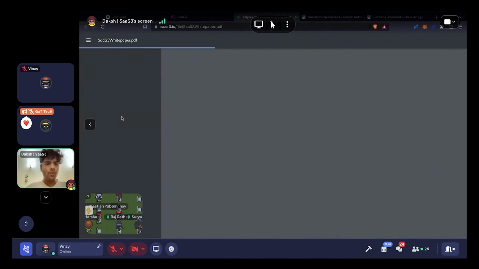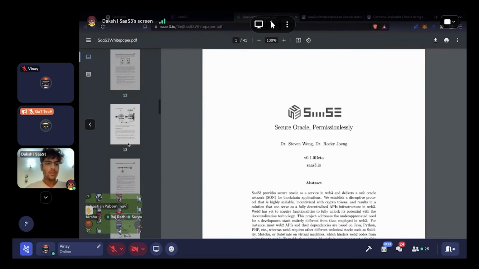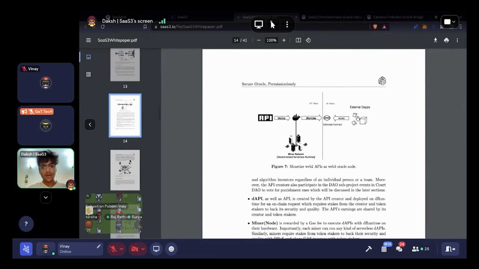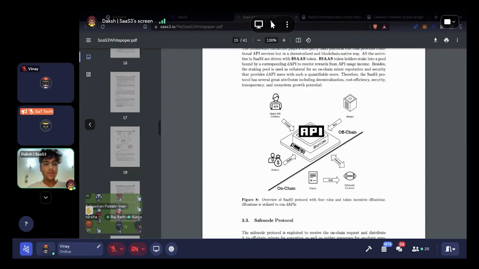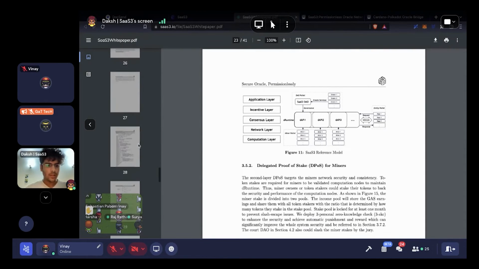Just to shorten the answer, because maybe a lot of questions are pending, we've tried to put in a lot of utility over here. The entire system is powered by the SaaS token. But the calculation was based on the USD equivalent at that time. Got it. Got it.